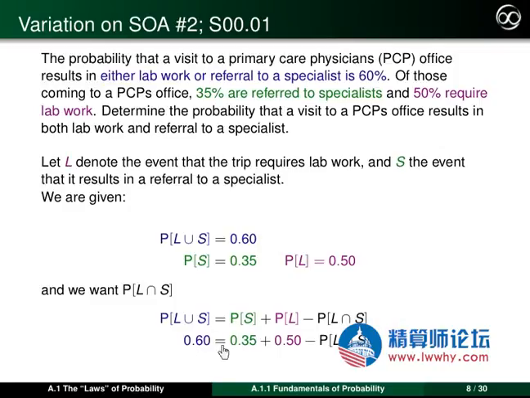And I just plug in these numbers. The probability of the union is 0.6. The chance of S is 0.35. The chance of L is 0.5. The last term is what we want to solve for, so I don't know it just yet. But now I just have a linear equation with one variable, the probability of L intersect S, and I solve and I get 0.25.